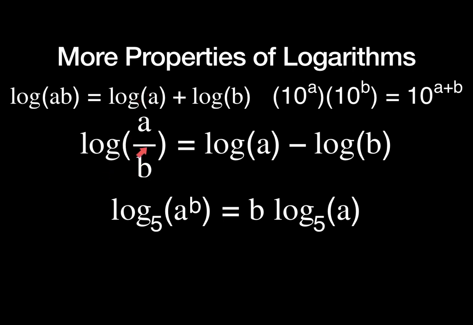The log of two things divided is them subtracted. Just like we did on the last page, b to the 4 over b to the 4 is b to the 4 minus 4.